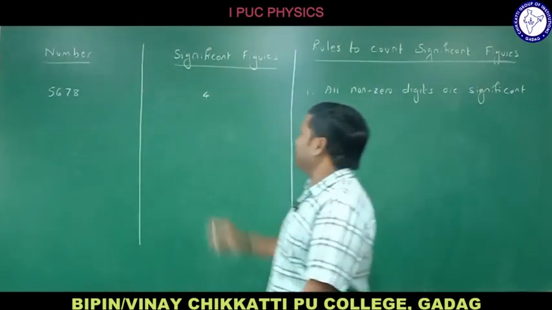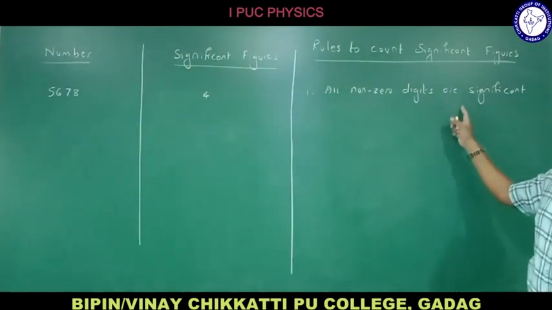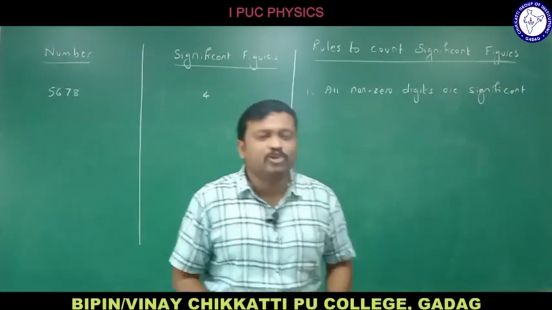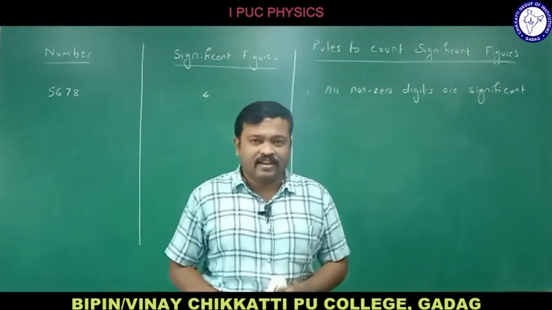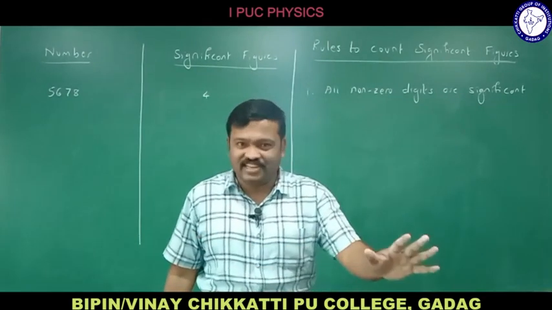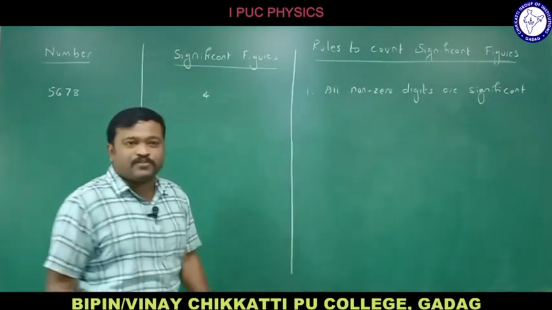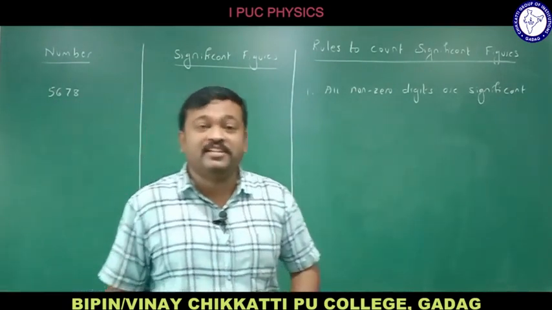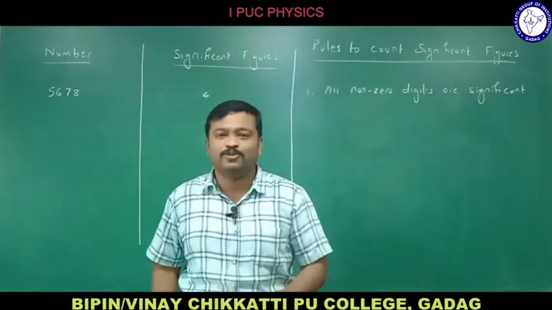Do remember this: all non-zero digits are significant. So this is the first rule. Except 0, all the numbers, from 1 to 9, are significant. Then which digit is remaining now? 0. Let me speak about zeros now.